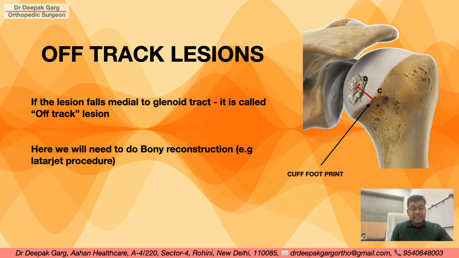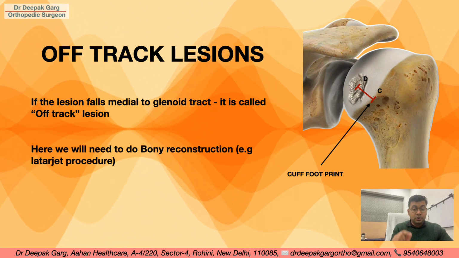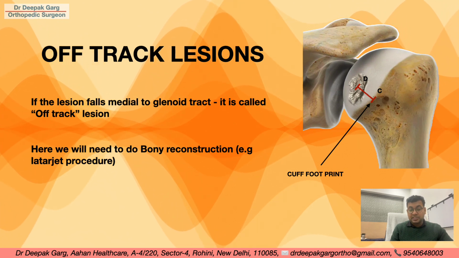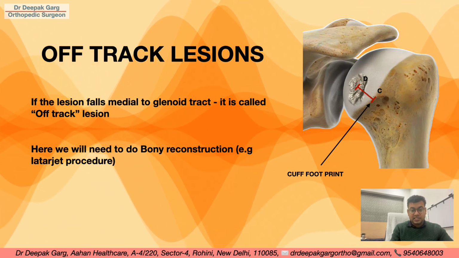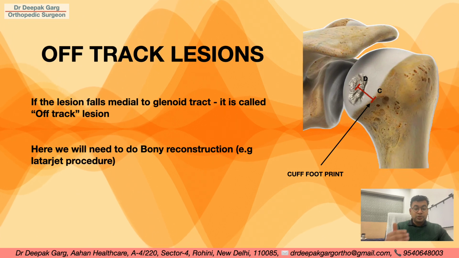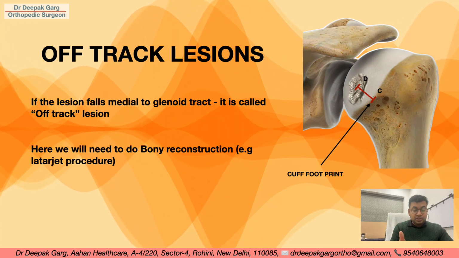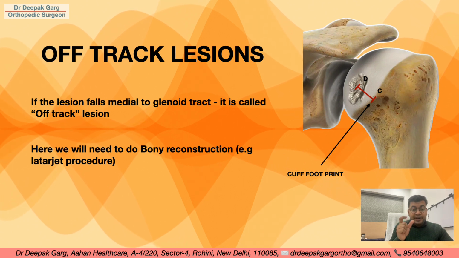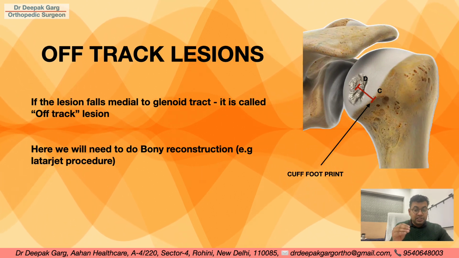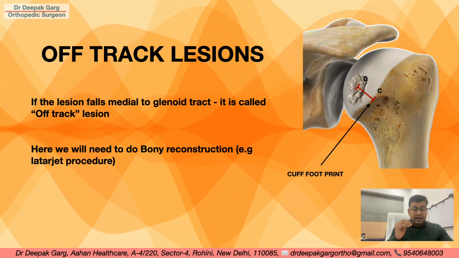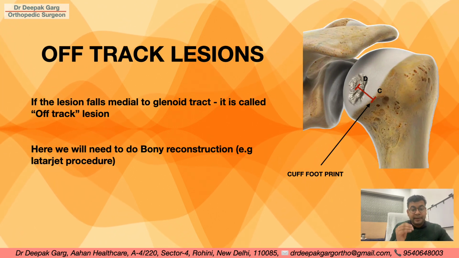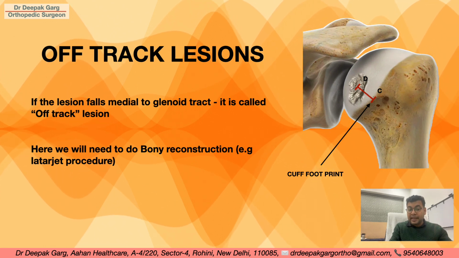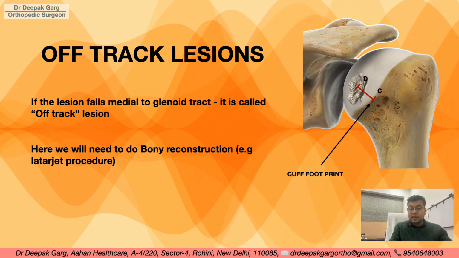So when the patient has an off track lesion, we already know that there are high chances of redislocation. So we need to consider bony reconstruction, for example the Latarjet procedure. If we do the Latarjet procedure, that will increase the glenoid tract. So this lesion which is off track may become on track after the Latarjet procedure. This is how the Latarjet procedure may help in patients with Hill-Sachs lesion.